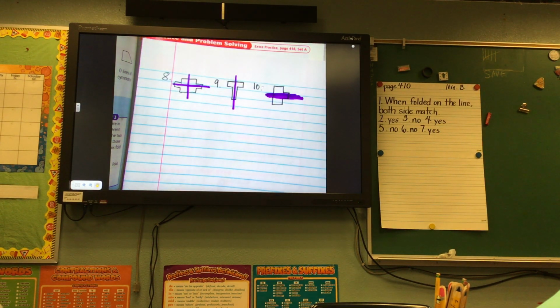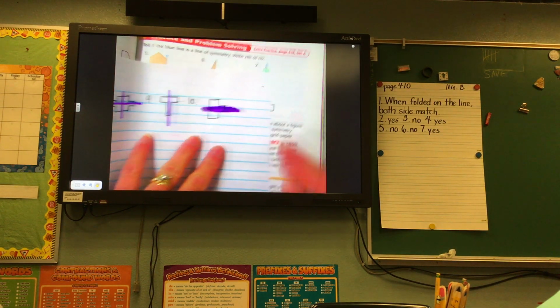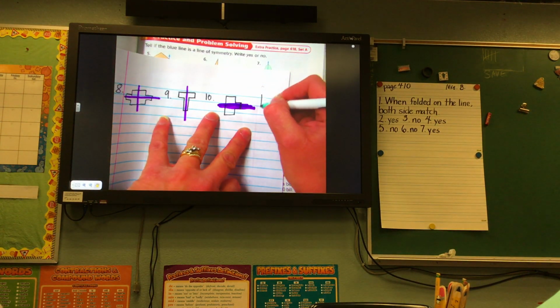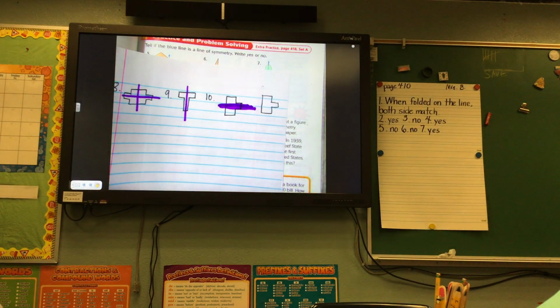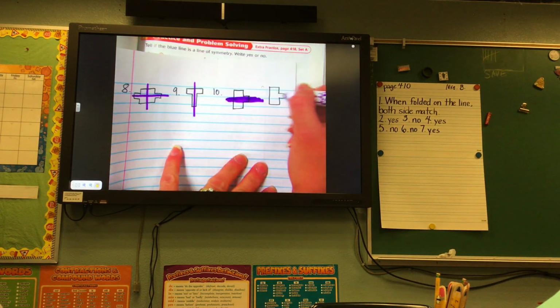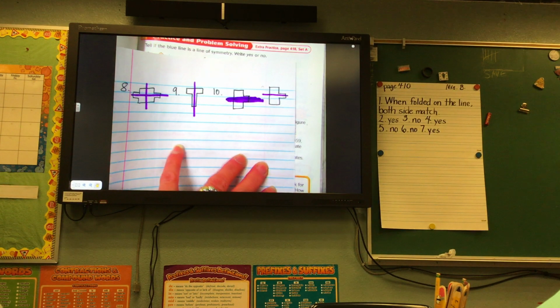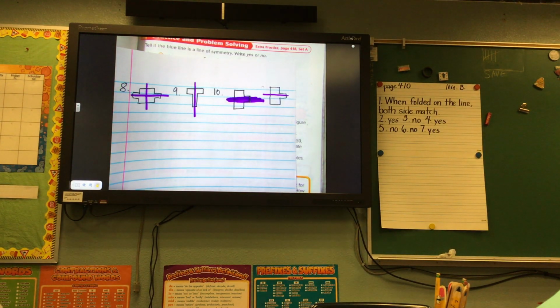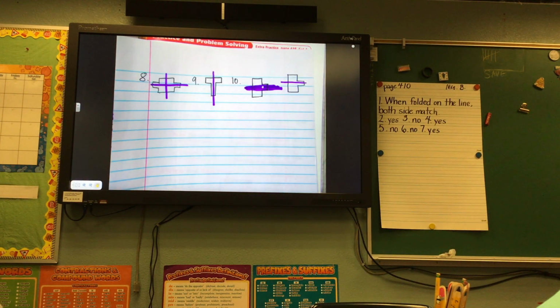Okay, that's a horrible line, sorry guys. Let's see. I'll try that again. I'm going to do this real quick and show you a better line. I think that if I folded this guy right down the middle, it would be the best line of symmetry for that one for number 10. Okay, that was number 10.